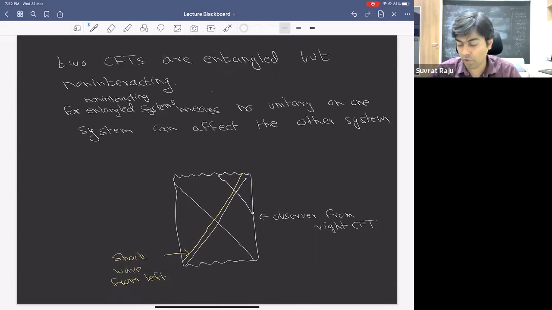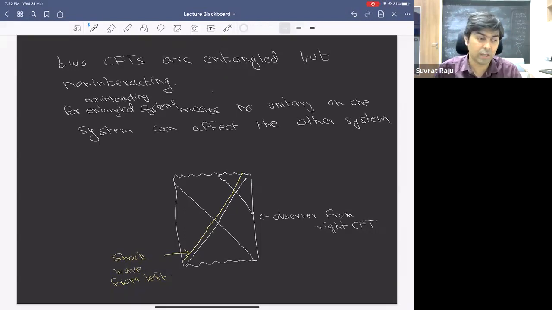And notice that the shock wave can never cross the horizon. So you can't do something in the left CFT that will affect something directly in the right CFT. I mean, you can if you turn on interactions between the two CFTs, but we're not doing that right now. And so as it stands, you can't send a message from the left CFT to the right CFT, but you can have two observers, one from the left, one from the right, who jump in and they meet inside the horizon.